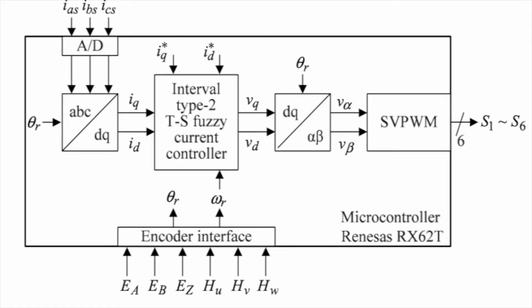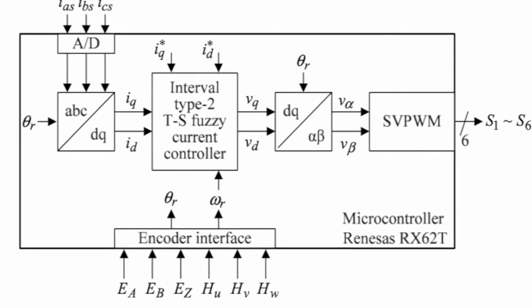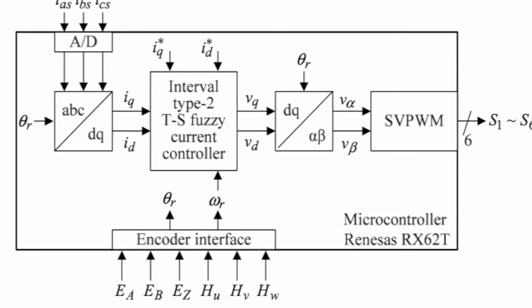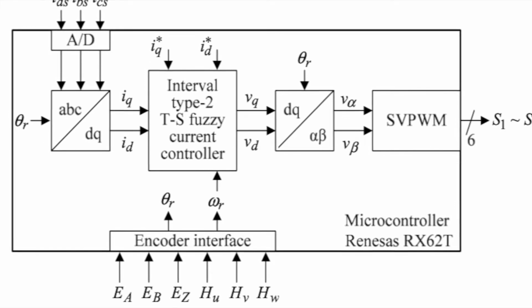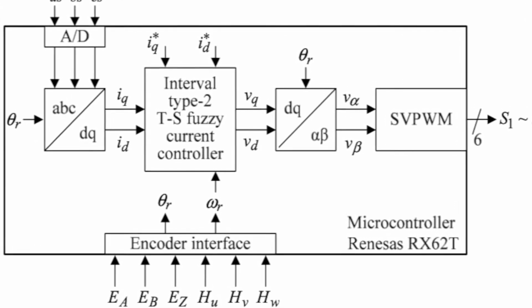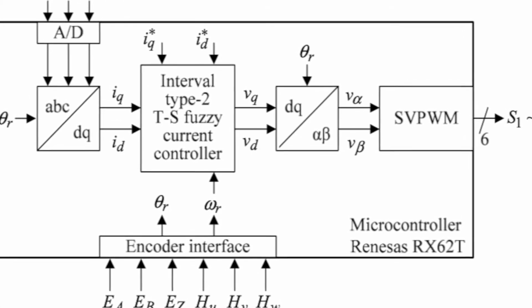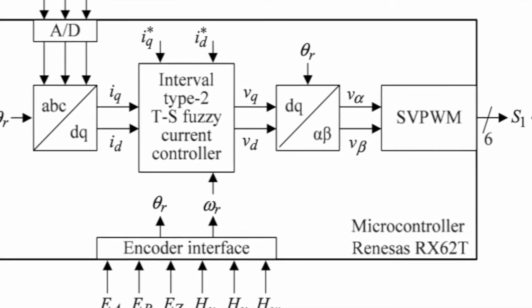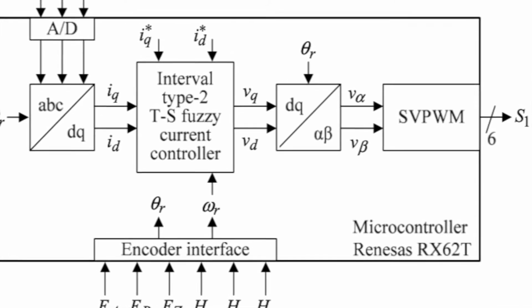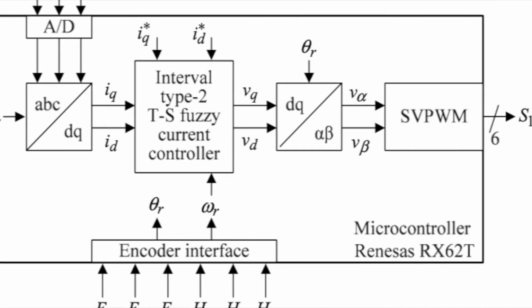controller. According to the figure, we can see the three-phase winding currents are fed into an analog to digital converter, and then the ABC frame of the currents is transformed into the DQ frame. The DQ currents are fed into the IT2TS fuzzy controller, which then outputs two signals of DQ voltages. Next, the duty ratios of the 6 transistor switches are calculated by the space vector PWM algorithm, also known as pulse width modulation, to vary the speed of alternating current from DC power. These procedures are all done by utilizing the Renesas RX62T microcontroller.